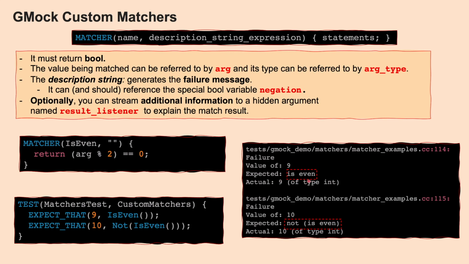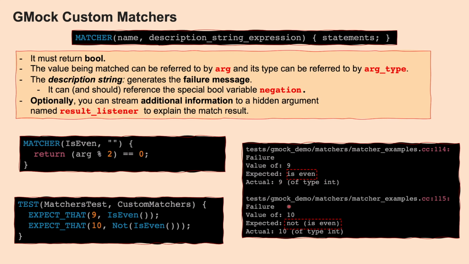Where did this string come from in the report? If you look at this string, this is nothing but the name of your matcher itself. So what GMock does is that it takes this name, it understands the camel notation, and it puts a space between is and even, and it basically prints it right here. And if you use that matcher with not, it just puts a not, and then inside parentheses, it takes is even, it separates the two words, and it puts them right here with a space. In the next slide, we will learn how to customize this string.